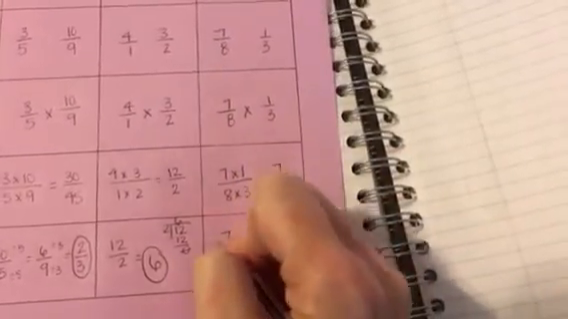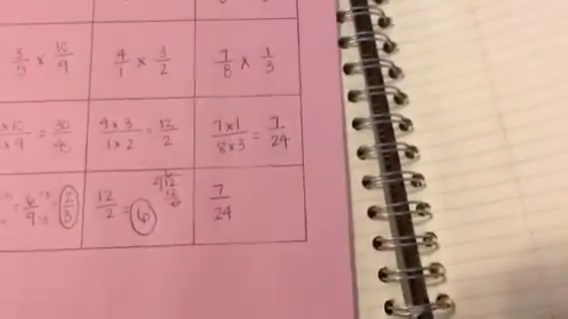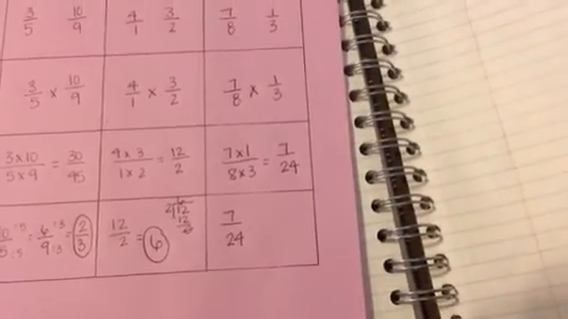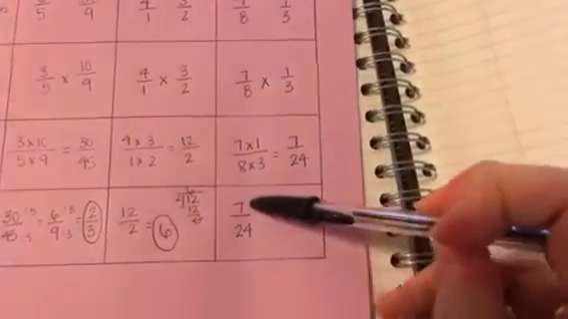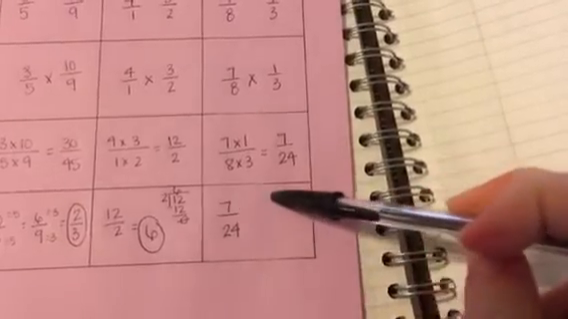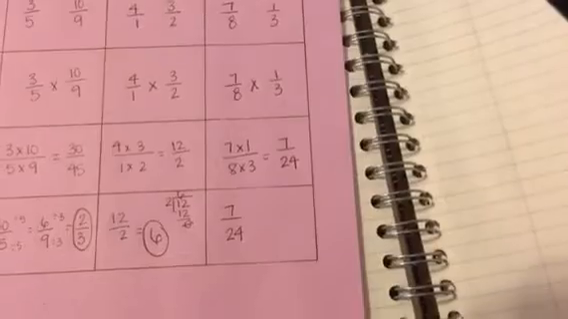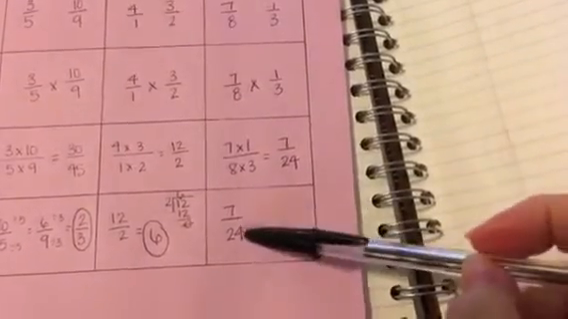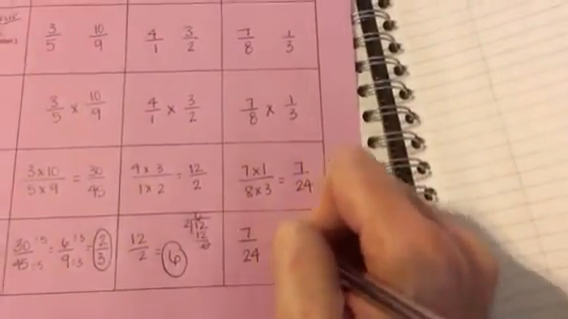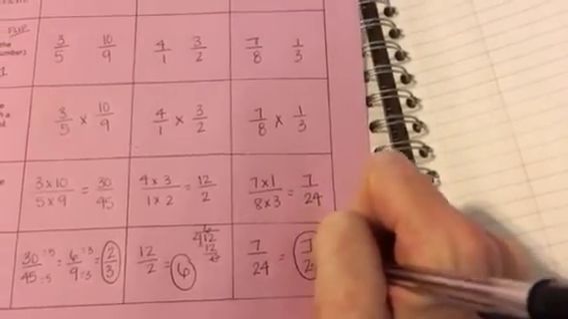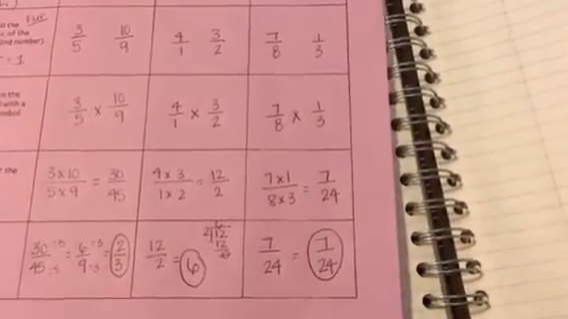So then I ask, okay, can I simplify 7 over 24? If I look at that problem, I see that 7 only has a factor of 1 and 7. 24 shares a factor of 1, but that wouldn't really help me. And since 7 does not work with 24, then that means that number is simplified. So the answer for this one is 7/24.